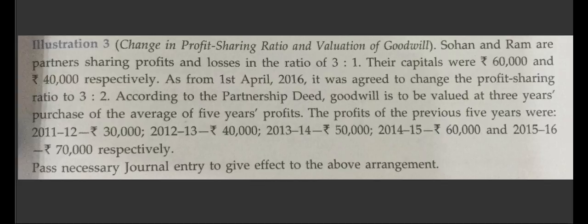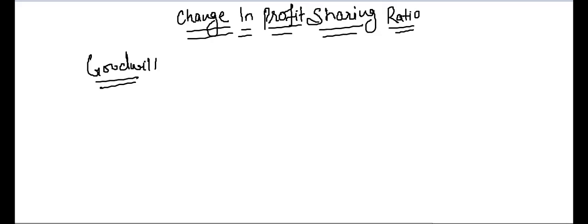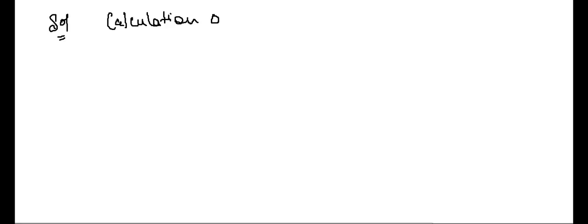So what we will do is, we will first calculate goodwill. We have average profits of the last 5 years, and we are given that goodwill is to be valued at 3 years purchase, so we can easily calculate. First of all, we'll calculate goodwill.